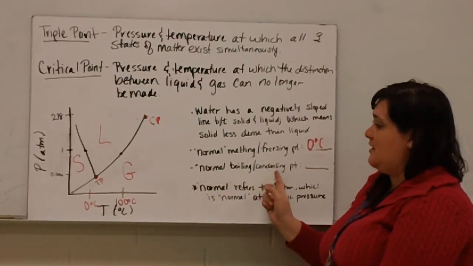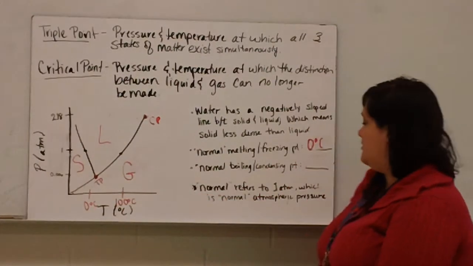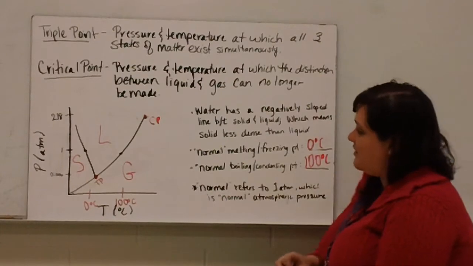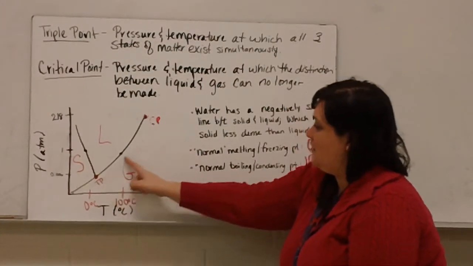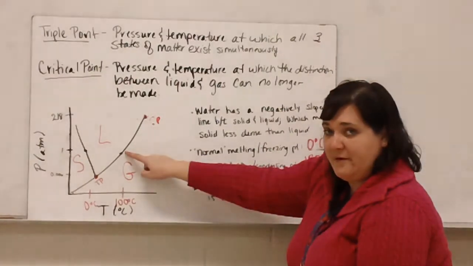Likewise, the normal boiling or condensing point occurs at 1 atmosphere, and that we know to be 100 degrees Celsius. But again, you have boiling and condensing points all along this line. The only one that is considered normal is the one at 1 atmosphere.